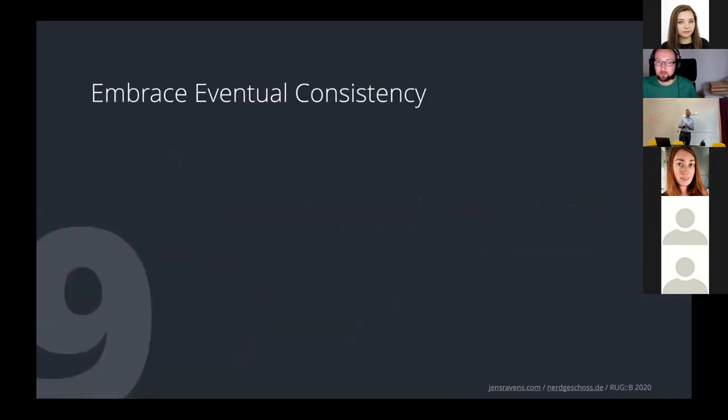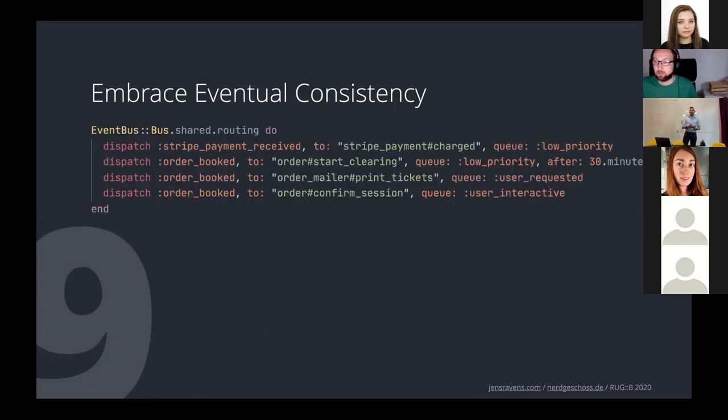Also, embracing eventual consistency. Think about things that can change in your application where you don't have to do everything right now. If you have performance problems, just queue all your stuff for later. Active Job can do that for you. This is a screenshot from one of the internal libraries we're using, basically an event bus where you can dispatch events from one part of the system to another part and then act on them. And here we're using priorities.